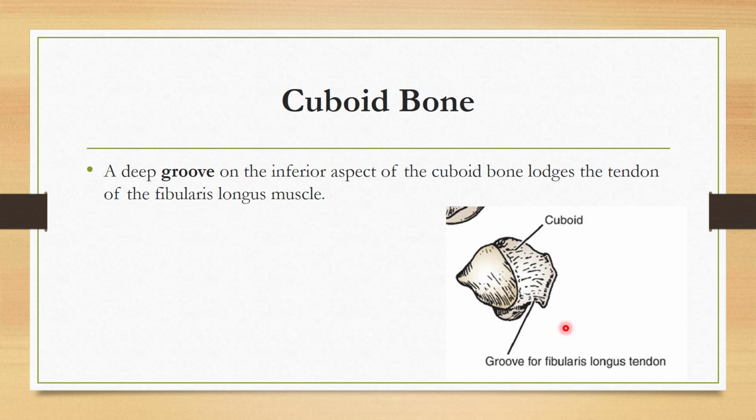Now we will discuss the cuboid bone. There is a deep groove on the inferior aspect of the cuboid bone which lodges the tendon of the peroneus longus muscle. Tendon of the peroneus longus or the fibularis longus muscle. This is also a very important point which you have to learn.